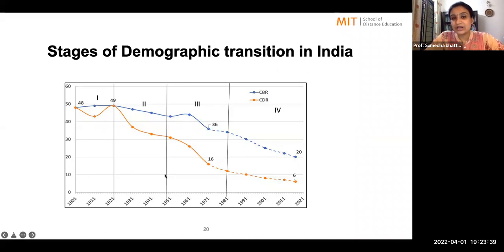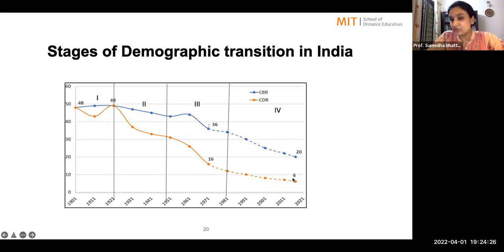Then from 1921 to 1951, the death rate has been falling sharply, and the birth rate also shows a steady decline. 1951 is the year when we started with the 5-year plans. Because of better provision of health facilities and improving living standards, the gap between birth rate and death rate is maximum in the year 1951. This is when the growth rate rose to 2.1%. So this was the range when we had the population explosion.